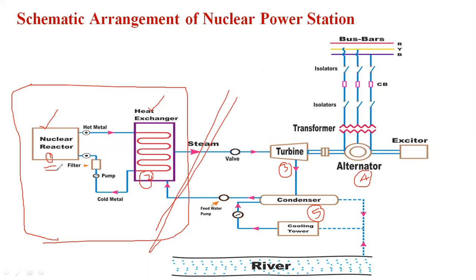The fission process takes place, and the hot metal goes into the heat exchanger. In the heat exchanger, the steam is produced. That is, the water is converted into steam. That steam drives the steam turbine through the valve position.